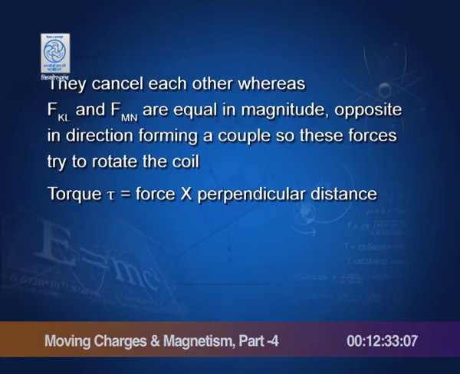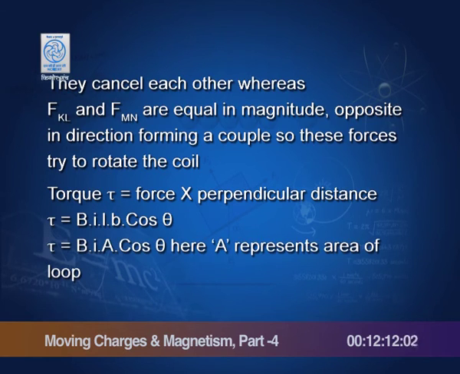So, the torque tau equals force into the perpendicular distance between the two forces, which is b cos theta. Substituting these values, we get tau equals BIL b cos theta. As we know, length and breadth are multiplied in the formula. So, torque tau equals BIA cos theta. Here A represents the area of the loop.